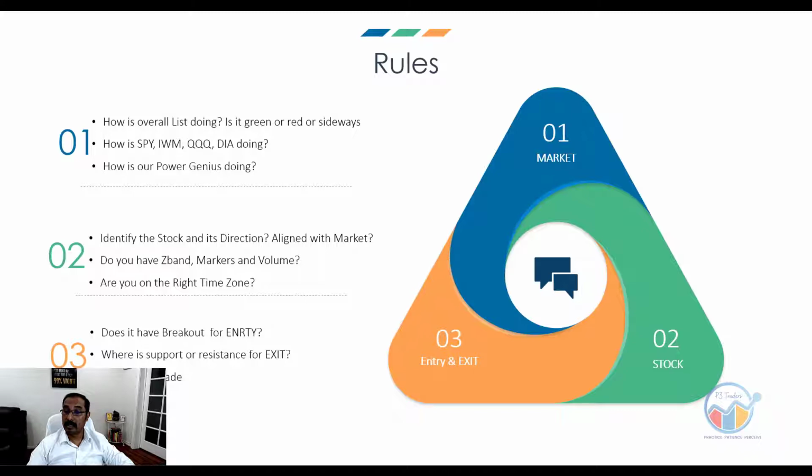And then the third component would be when you need to enter and when you need to exit. That is extremely important, because even if your market is good, say it's going on a green trend, and your stock is also on a green trend, if you are entering in the wrong place, you will get hurt. And when you enter in the right place but you didn't exit in the right place, the moment it started turning down against you, and then you come out, still you will get hurt. So entry and exit is also very important.